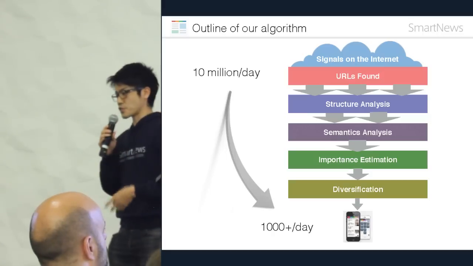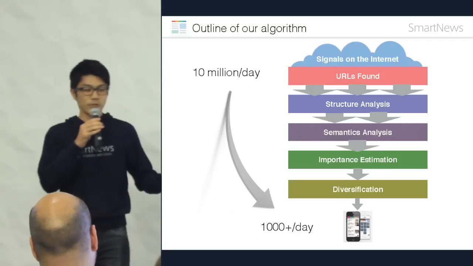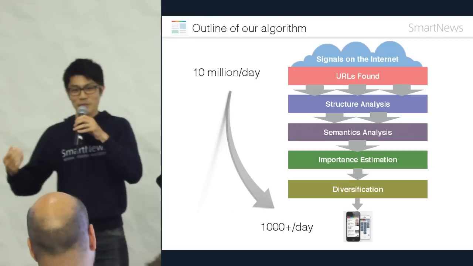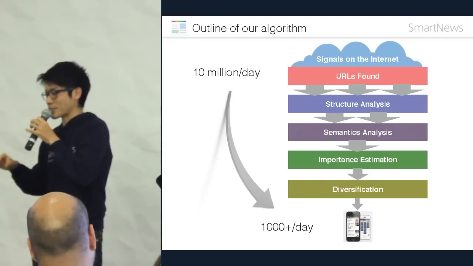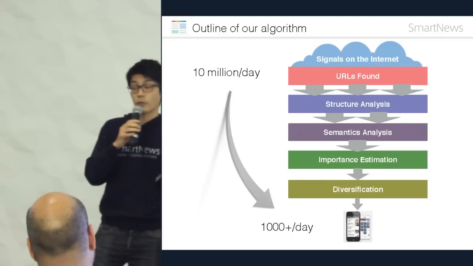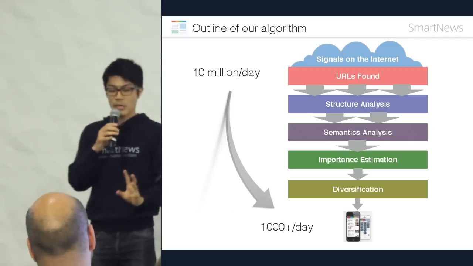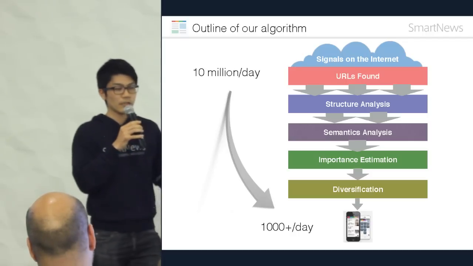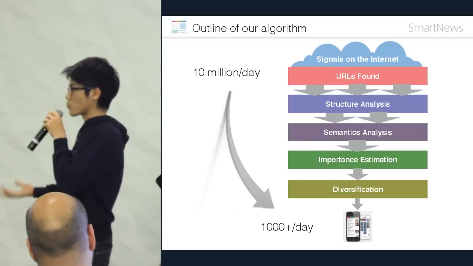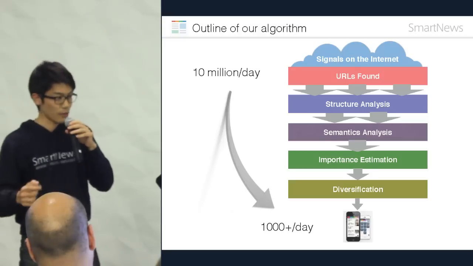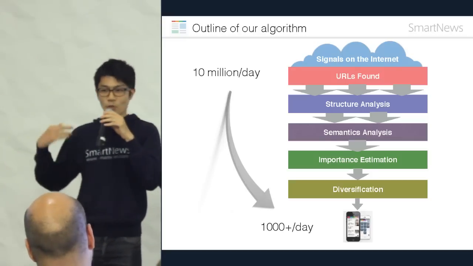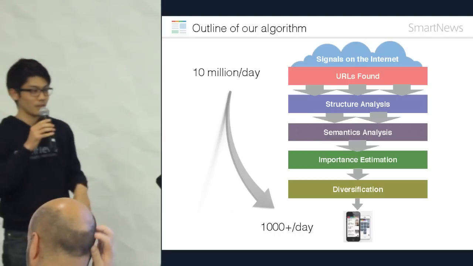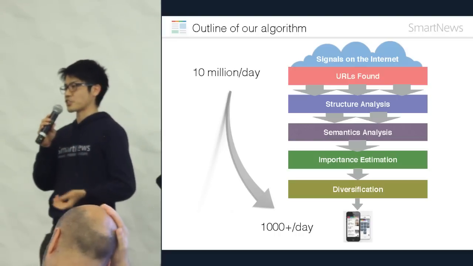And after calculating the score of each article, we diversify the topic of the delivery list. We don't want to deliver articles on the same topic into one channel, so we diversify the topics of the articles. And after that, we deliver articles to users. We crawl 10 million articles per day, 10 million URLs per day, but we only deliver 1,000 articles to users. The delivery list is refreshed in real time.